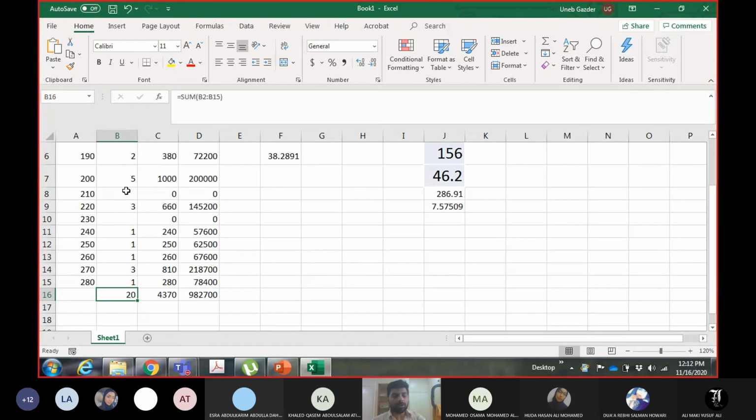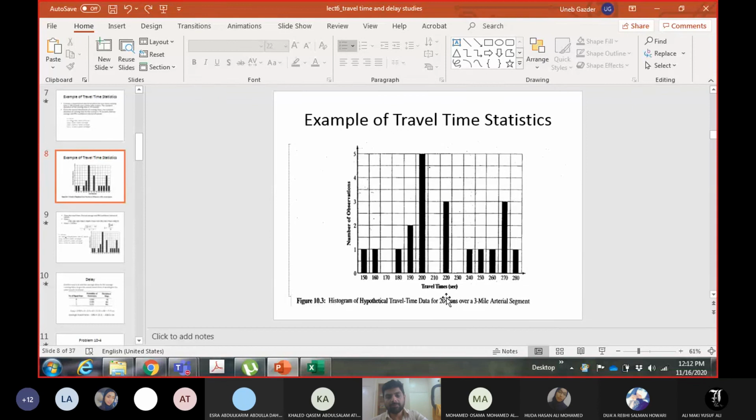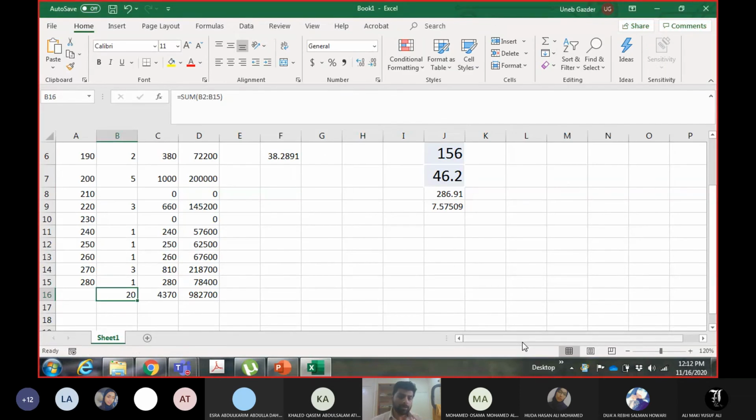If I go back to the graph, 20 is written at the bottom as well. So you sum up the number of observations for each line, you will get the total number of values, which will be N. Then obviously you need the summation of n into t and n into t square as well. So I have done the summation for each column. Summation of n is 20, summation of n into t is 4370, summation of n into t square is 982700. Now to calculate the mean, I will do this.